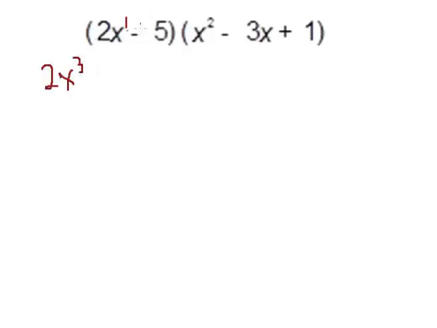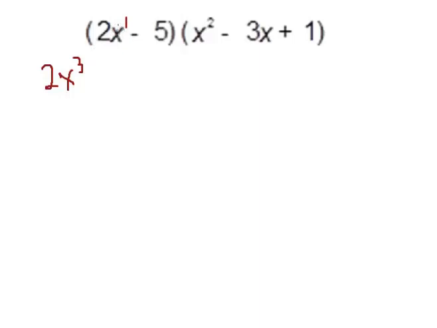The 2, because it's the 2 times the 1, which is the number next to the x, which there is none, so it's a 1. And then you have the x times the x squared, and you add the exponents. When there is no exponent, it automatically becomes a 1. So it's 1 plus 2, which is 2x to the third power.